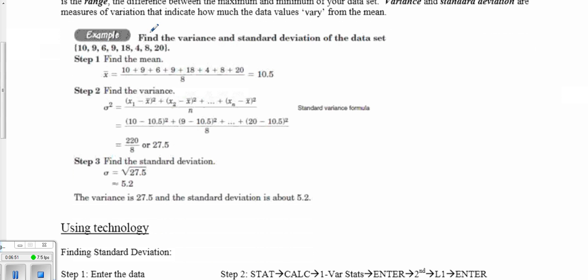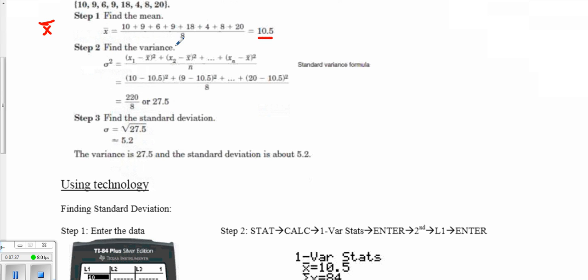So, looking at an example here, if we want to find our variance and standard deviation of the data set 10, 9, 6, 9, 18, 4, 8, and 20. Well, first we need to find our mean, and they use this little value x with a bar over the top. That's to show average or mean. If you have an x with a bar, that means mean or average. Now again, to do that, we'd have to add up all of our values and divide by the number that there are. There are 8 of them. So 10 plus 9 plus 6 plus 9 plus 18 plus 4 plus 8 plus 20, and then divided by 8, we would end up with 10.5. So this is going to be our mean value. This is our average of all of these numbers.